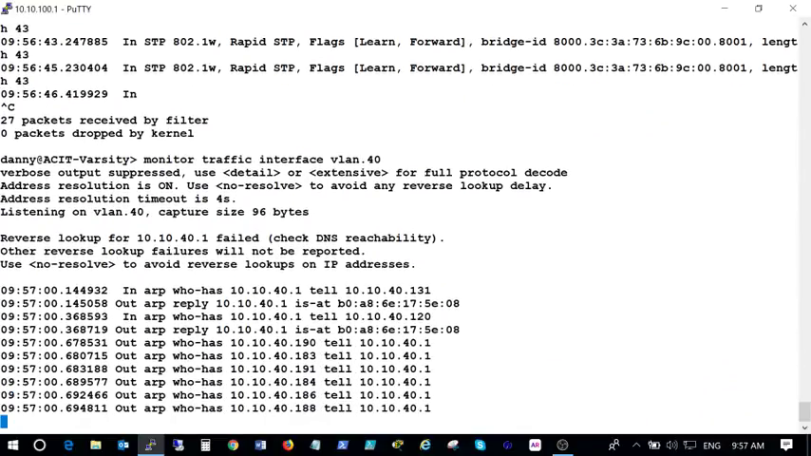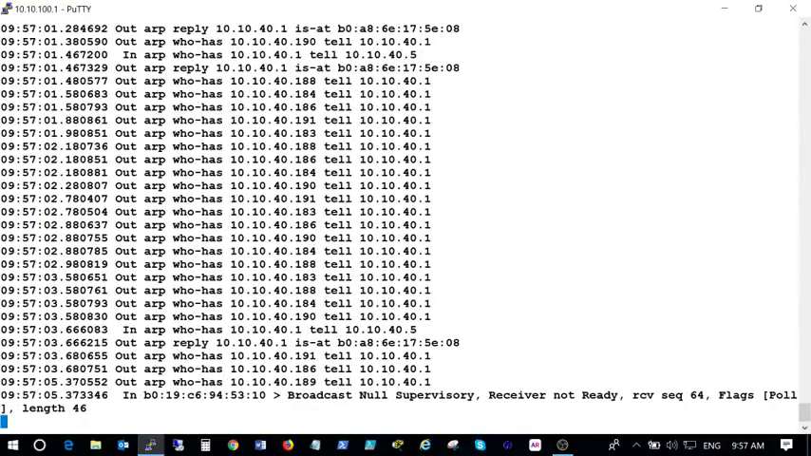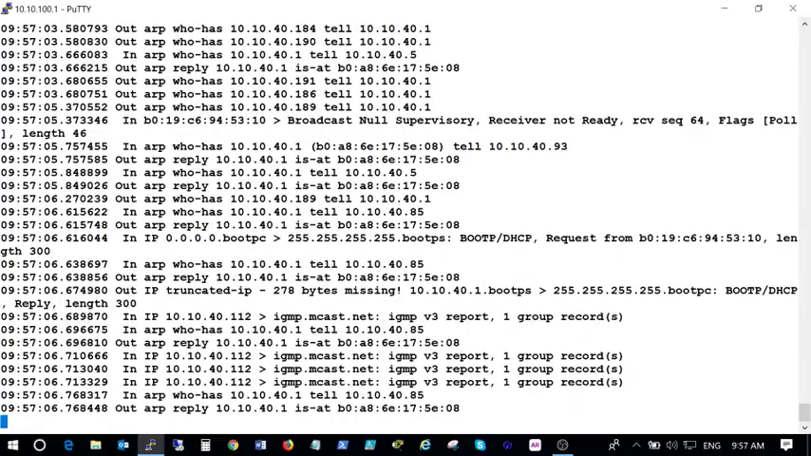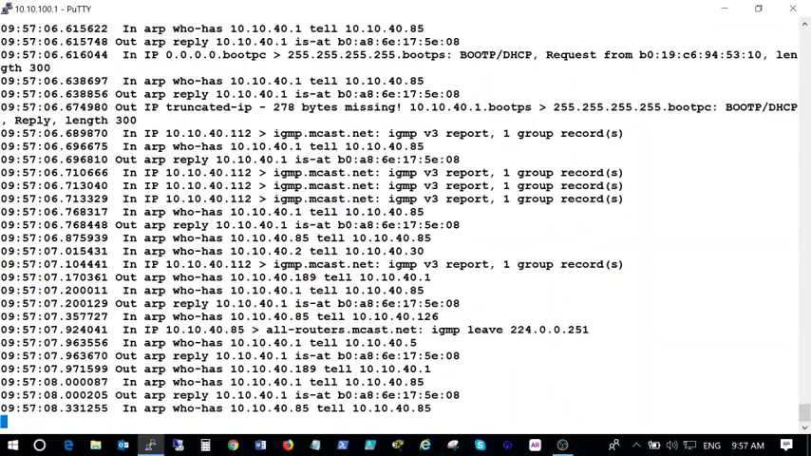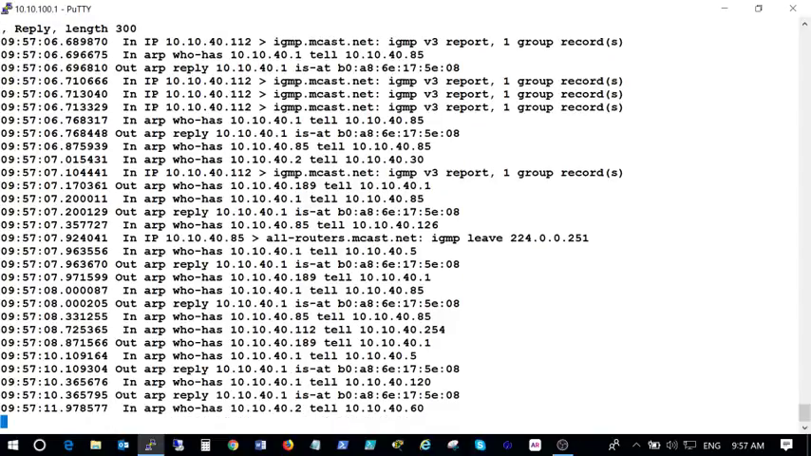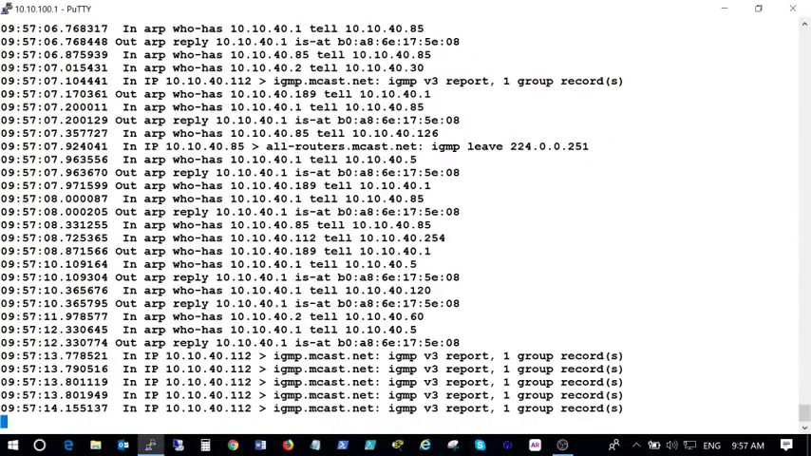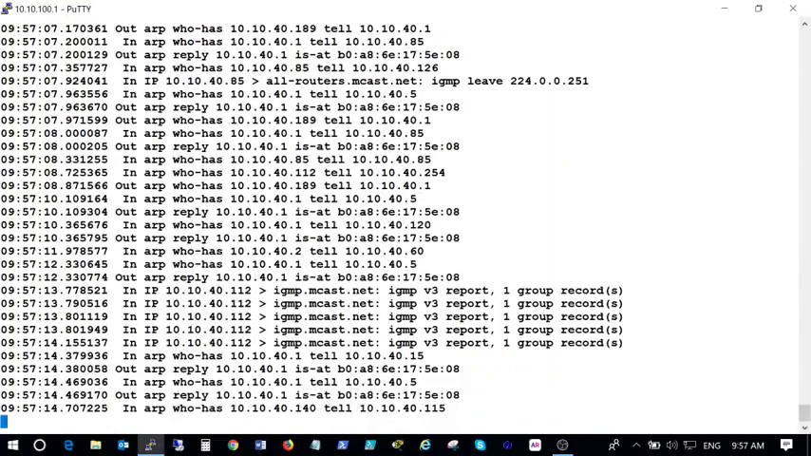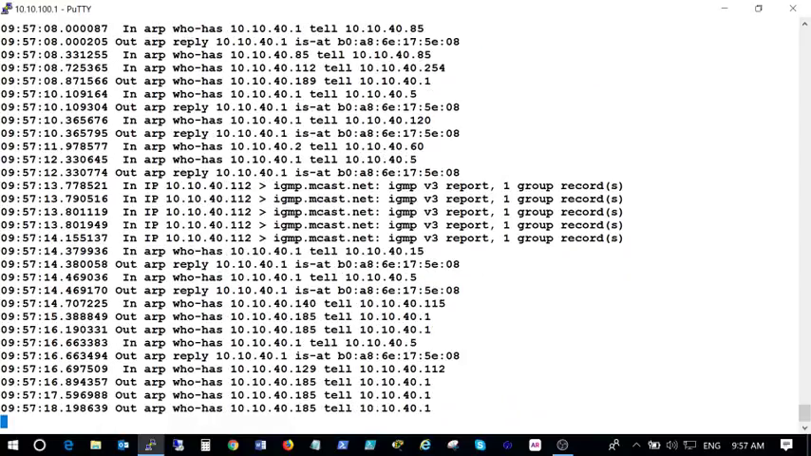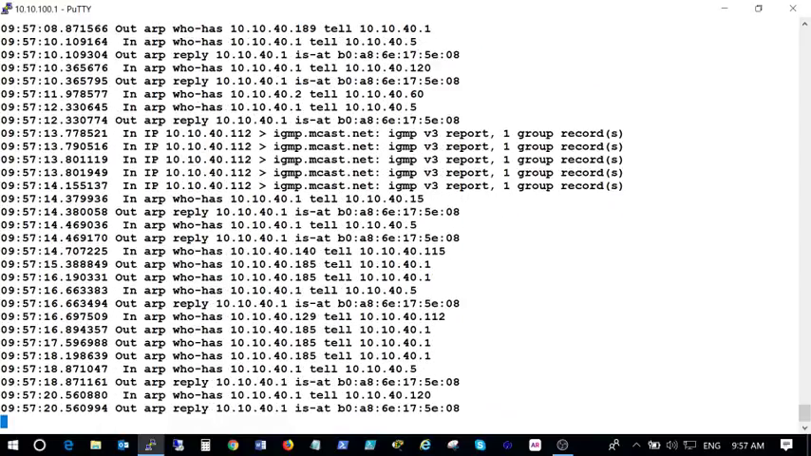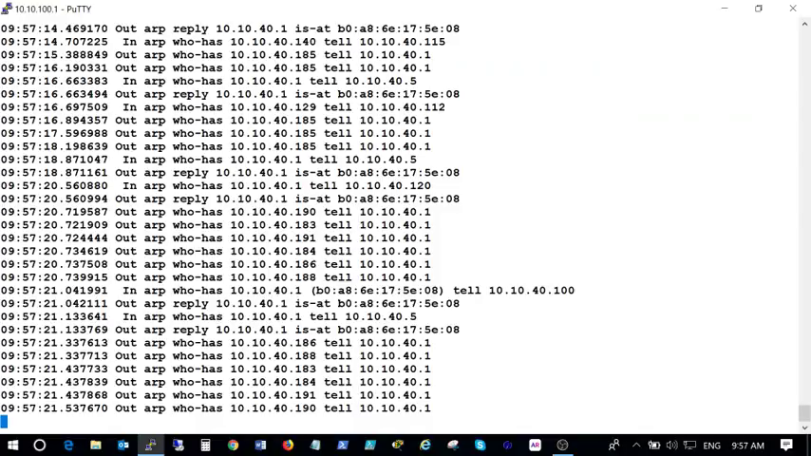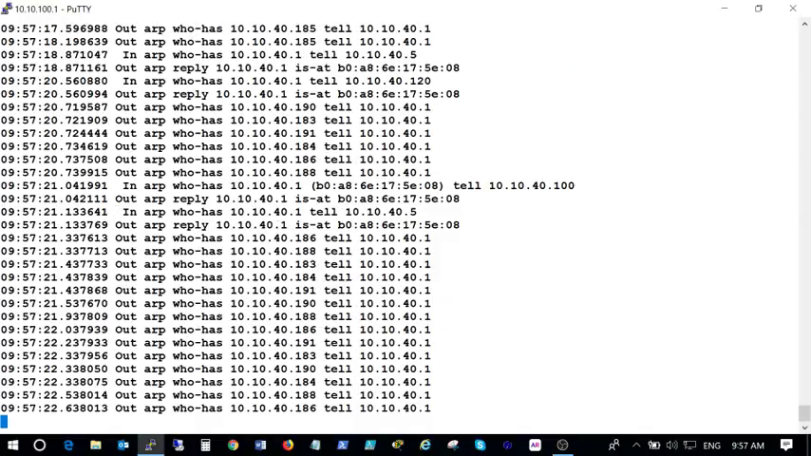And here we go. So a bit more traffic going on there. A lot of ARP requests jumping around on that. A bit of TCP traffic going around on that interface. So we can have a look at that and see what's happening.